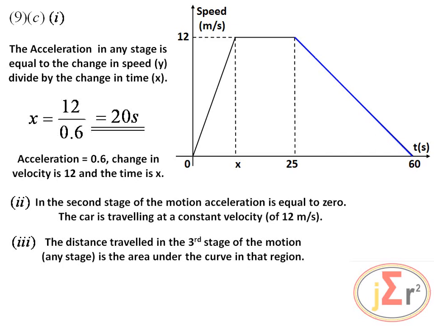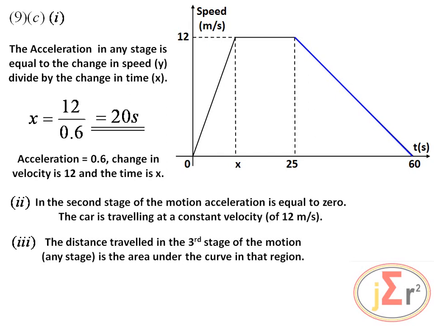The distance traveled in the third stage of the motion, or in any stage for that matter, is the area under the curve in that region. And I especially enjoy this problem for this reason. So the third stage of the motion, we need to determine the distance traveled in that region. And I know what will happen. Some students, because of what they are accustomed to, may just go straight ahead and find the area of the entire trapezium and say that is the distance traveled.